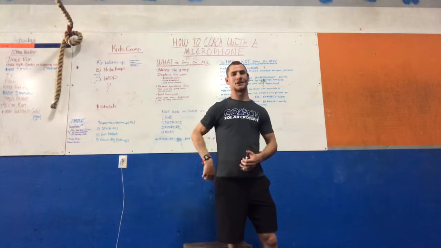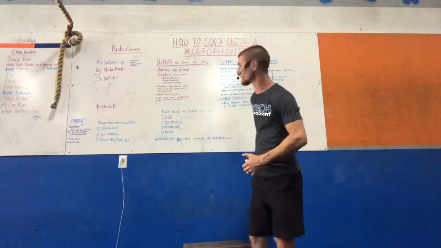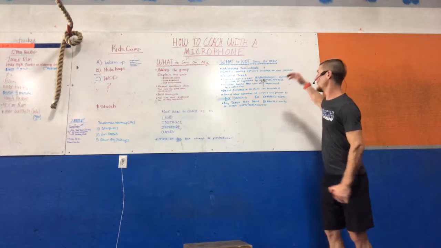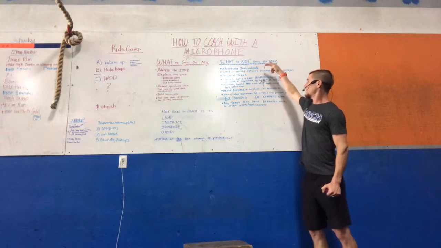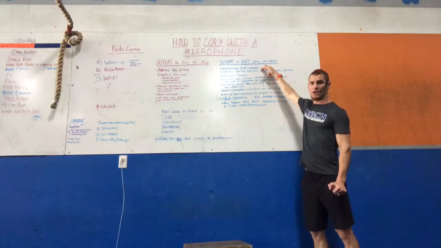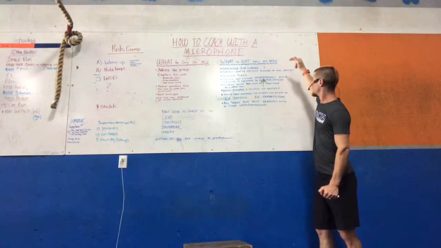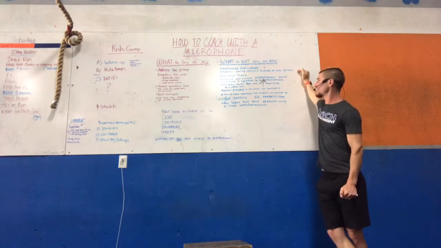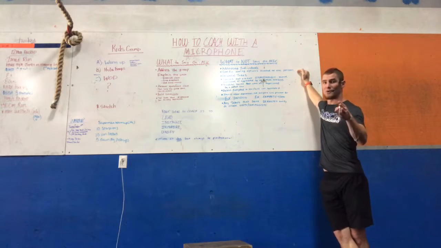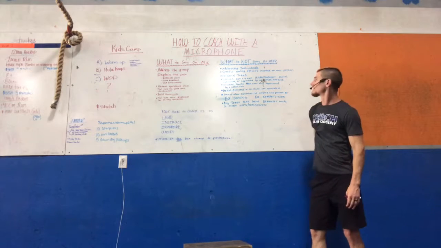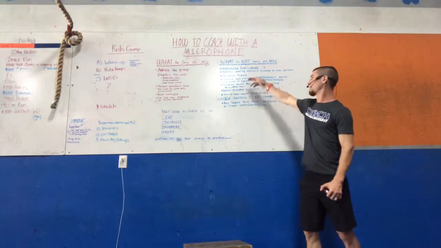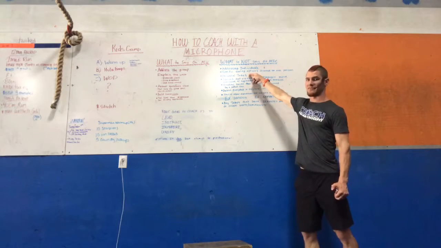So now we're going to talk about some examples of what not to do on the microphone. So what not to say on the microphone? Do not address individuals on the microphone. That is not appropriate, right? It's not appropriate to give specific scaling options directed to one person. It's not appropriate to tell a personalized joke on the microphone.